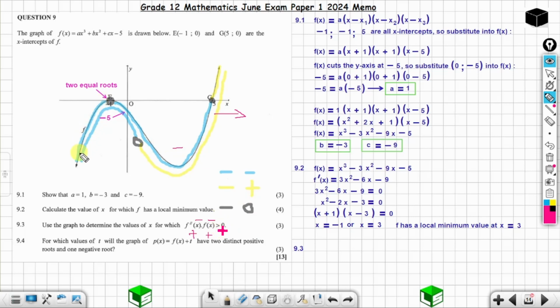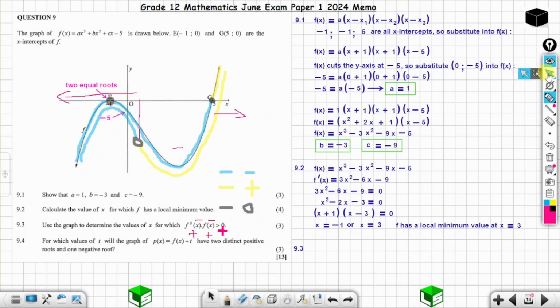You also have negative and negative on this part, at the point of inflection. That way you are going to have negative times negative, which gives positive. You have to exclude -1, because at -1 f is equal to 0, and 0 times any value gives 0. So we don't have equal to 0. You are going to exclude it.